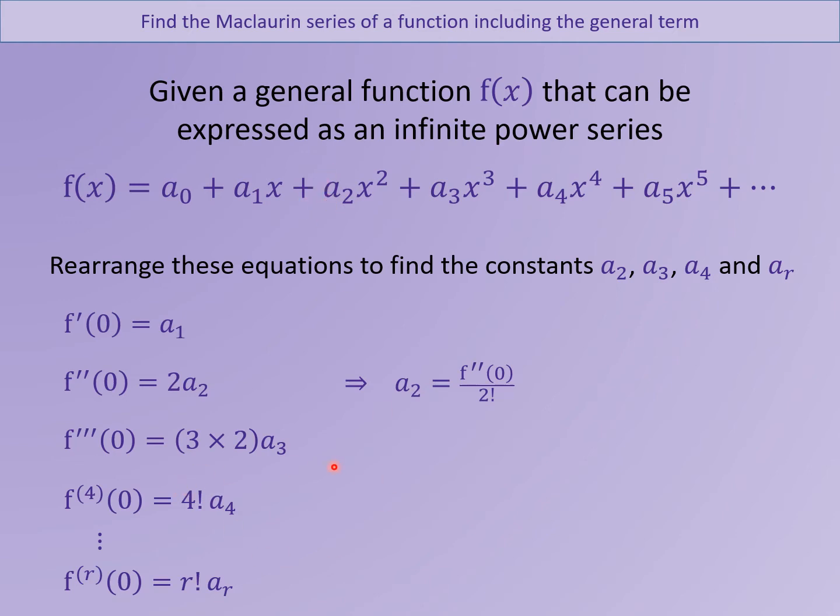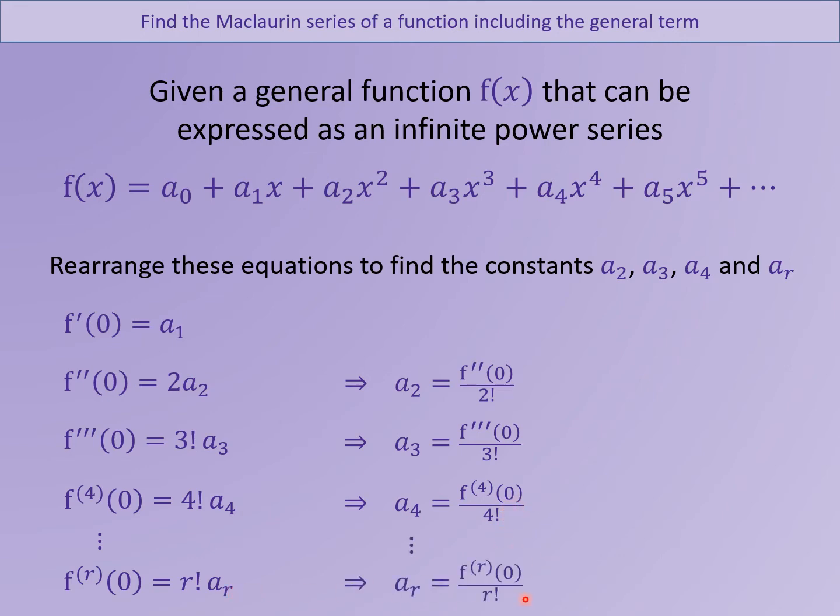How do you find a3? Well, you've got the third derivative. Sit 0 into it. Divide it by 3 times 2 times 1, which is 3 factorial. Gets you a3. And so on. a4 is going to be the 4th derivative with 0 put in, divided by 4 factorial, and this one will be a to the r. So that's a general form.